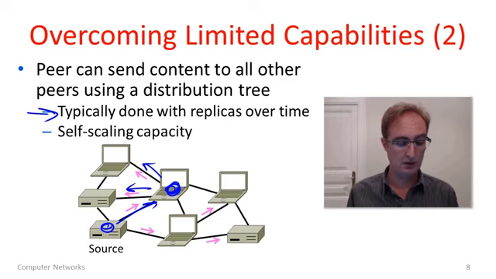Now this approach means that in some sense the capacity of a peer-to-peer network is self-scaling with its size. If you have more nodes in the system, well, you have more capacity to distribute the content to all of the nodes themselves. So it certainly has the potential to be able to work and deliver content to all of the nodes.